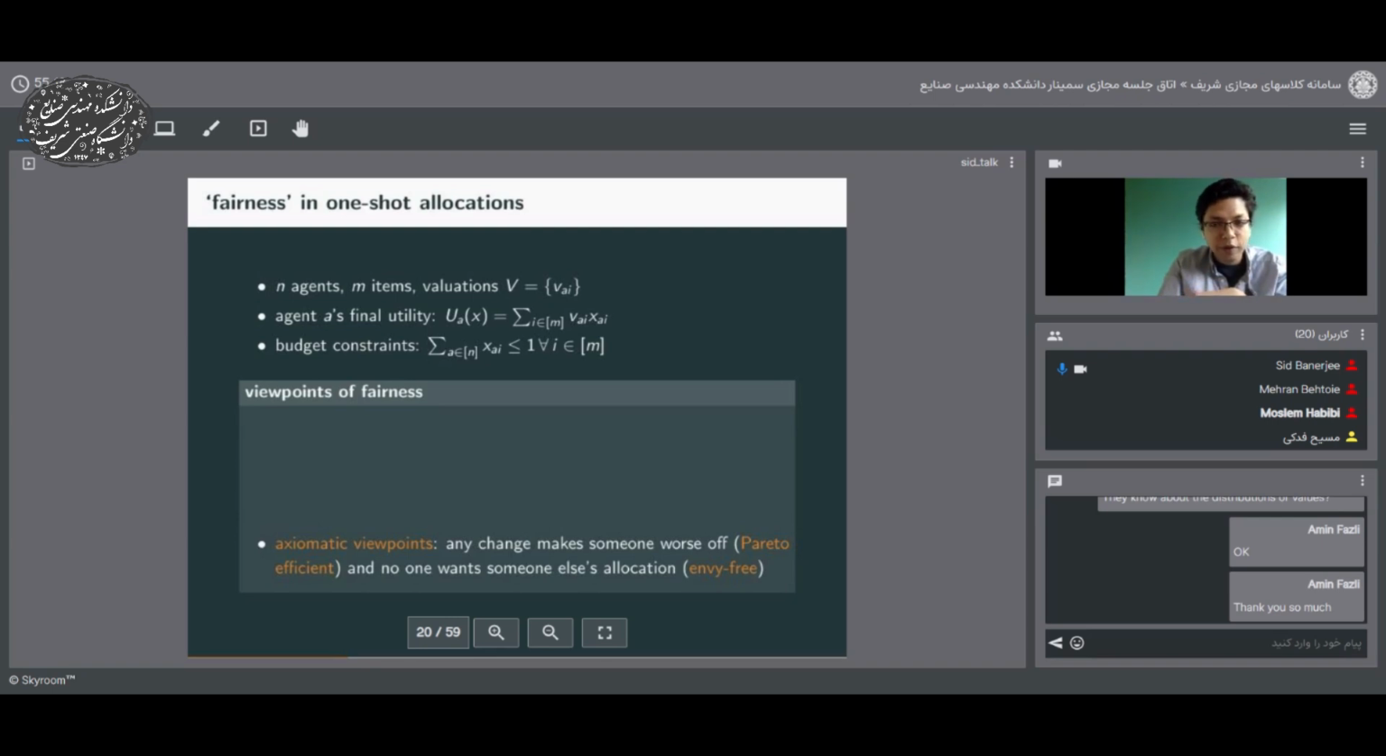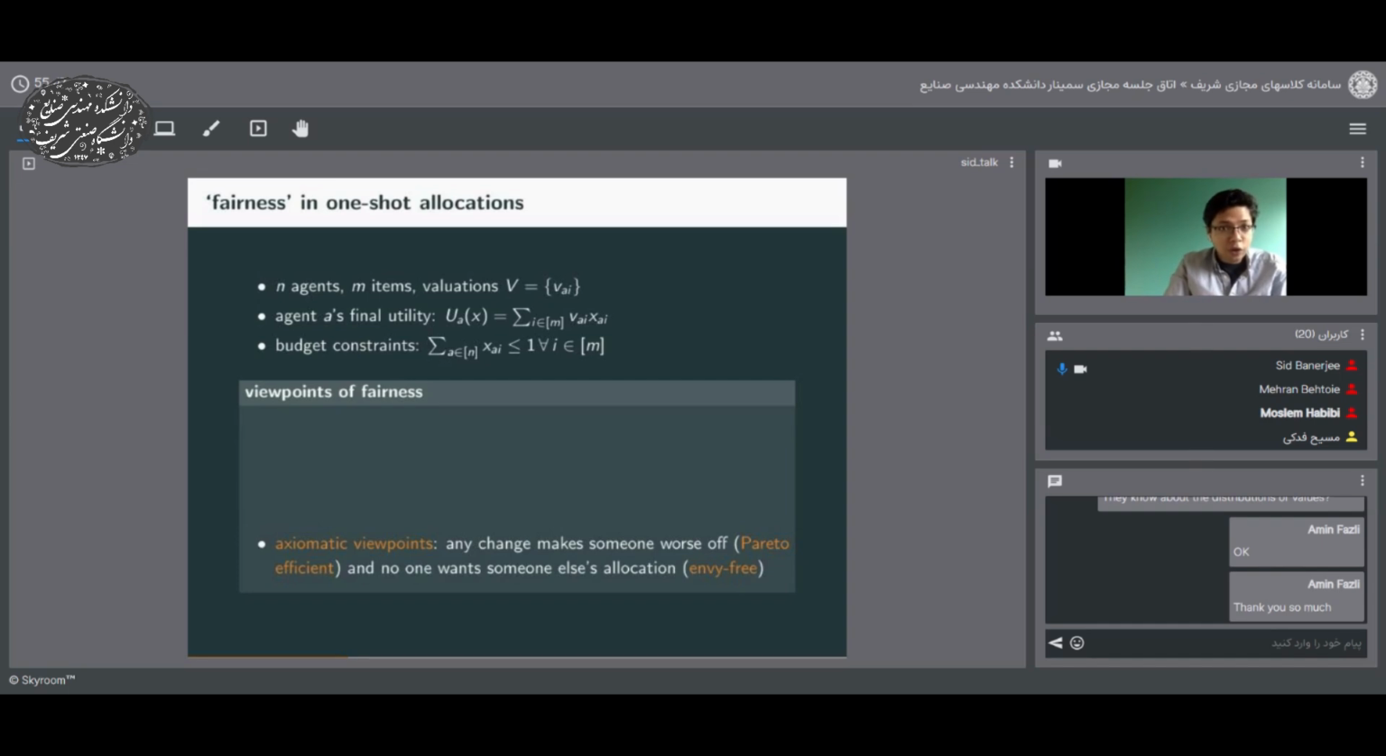What envy freeness says is, not only is the overall allocation Pareto efficient, but also if you ask any agent if they like their own allocation or somebody else's, they all prefer their own allocation, or at least weakly prefer their own allocation compared to anyone else. That's why this is called envy freeness. So the idea is that under the final allocation, no agent envies anyone else.